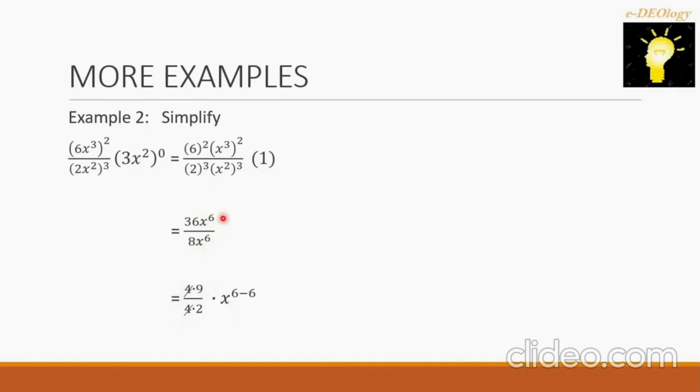For the x, we can combine this x raised to 6 and the x raised to 6. We can write x raised to 6 minus 6. And then, for the numerical coefficient, it's now 9 over 2. And then the x with power 0. But we know that any variable with exponent 0 is equal to 1. We just copy the numerical coefficient, 9 over 2 times 1. So the final answer is 9 over 2.